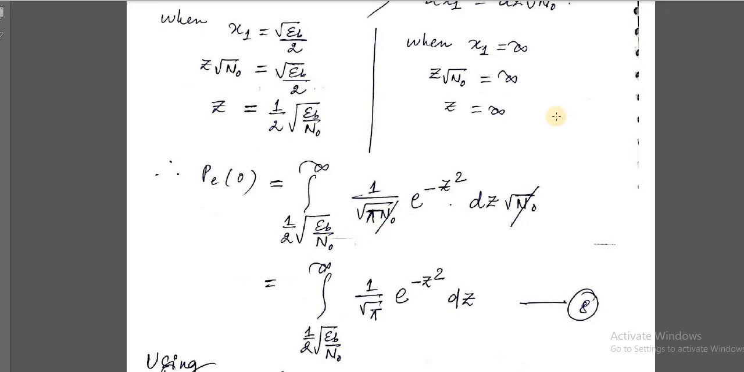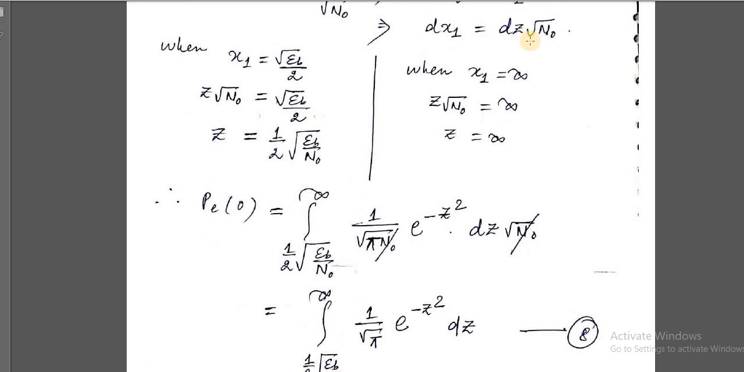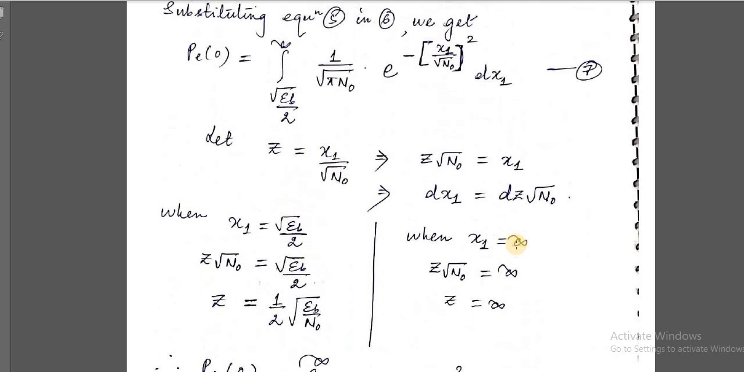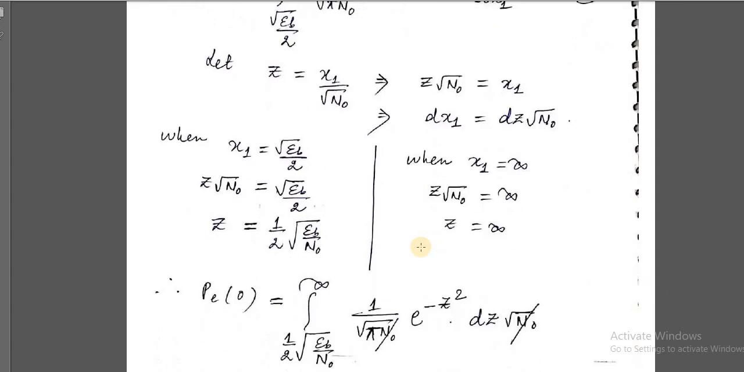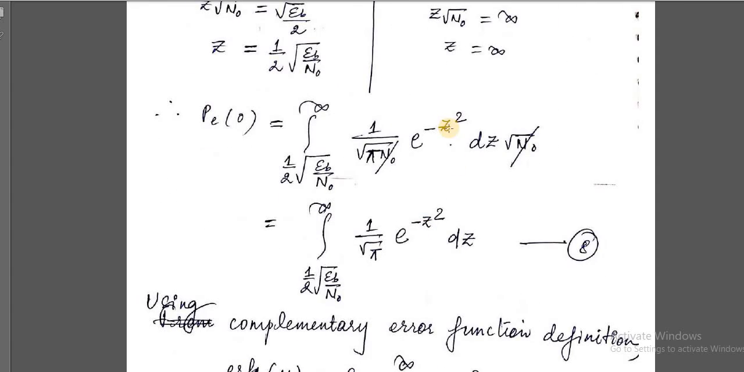So replacing the variable from x to z, the magnitude is as it is, 1 by root of pi into N naught. In place of dx we got dz into root of N naught, that's substituted here, and this entire quantity, x1 divided by root N naught, was assumed as z, so that is put as z square. So the probability of error P of 0 is integration, limits changed, from 1 by 2 root of Eb by N naught to infinity, 1 divided by root pi, root N naught gets cancelled, e to the power minus z square dz.